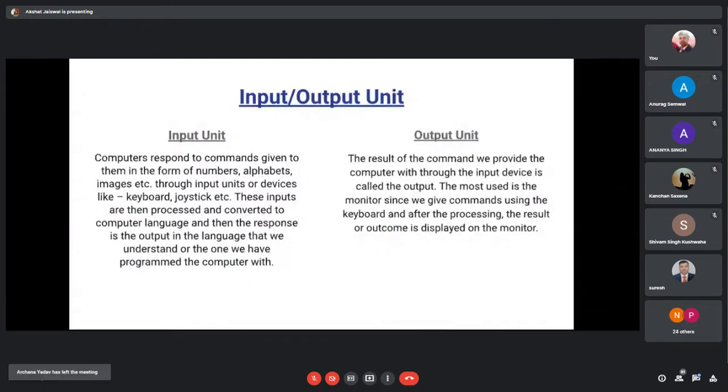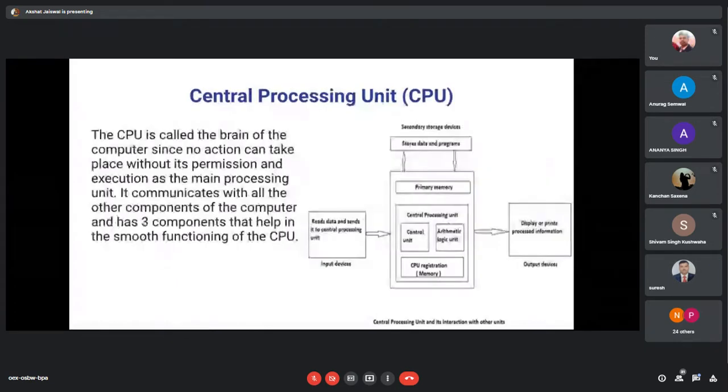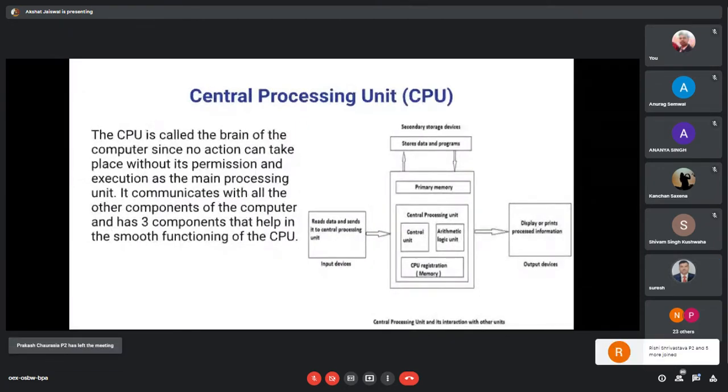Output unit. The result of the command we provide the computer with through the input is called the output. The most used is the monitor, since we give commands using the keyboard, and after the processing the results or the outcome is displayed on the monitor. CPU. The CPU is called the brain of the computer, since no action can take place without its permission and execution. As the main processing unit, it communicates with all the other components of the computer, and has three components that help in the smooth functioning of the CPU.